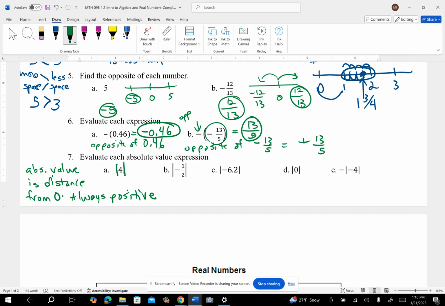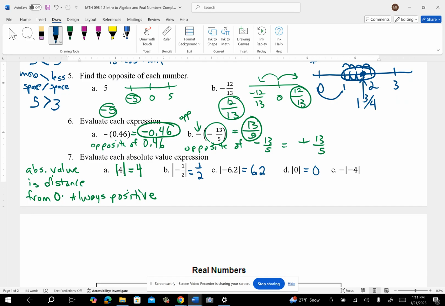They're asking for the absolute value of 4. That would be 4. It's 4 units from 0. The absolute value of negative 1/2 is how far from 0 is negative 1/2? Well, it's half a unit from 0. Negative 6.2, the absolute value of that would be positive 6.2. 0 is 0 units from 0. Right?